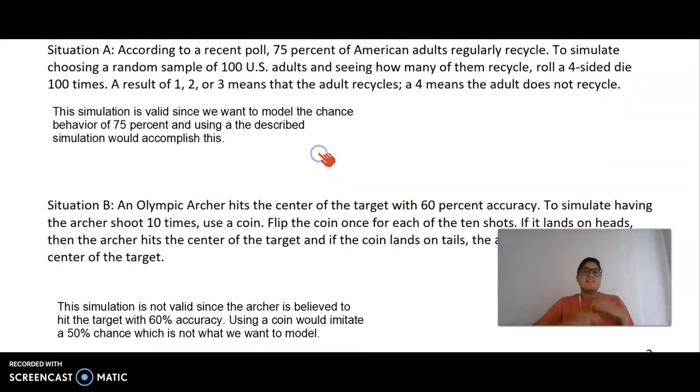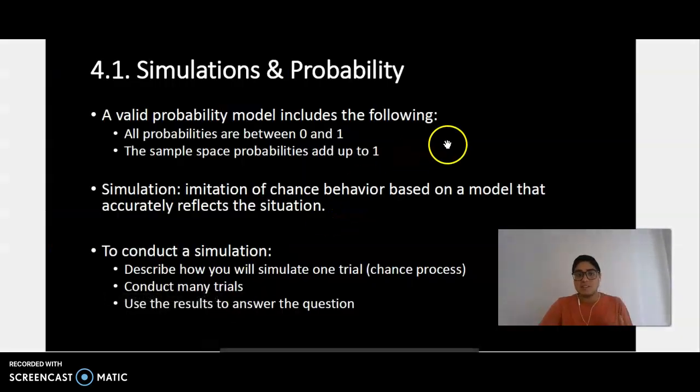And here, in situation A, we were good to go. We wanted to model 75%, and 3 out of 4 cycles would definitely accomplish this. Whereas in situation B, flipping a coin models a 50% chance, but we're looking for 60% accuracy. So again, we're just looking for the flaws in the design or looking for the correct design.